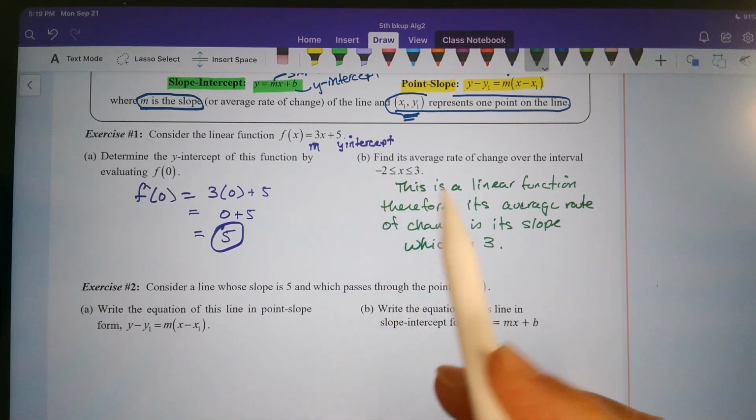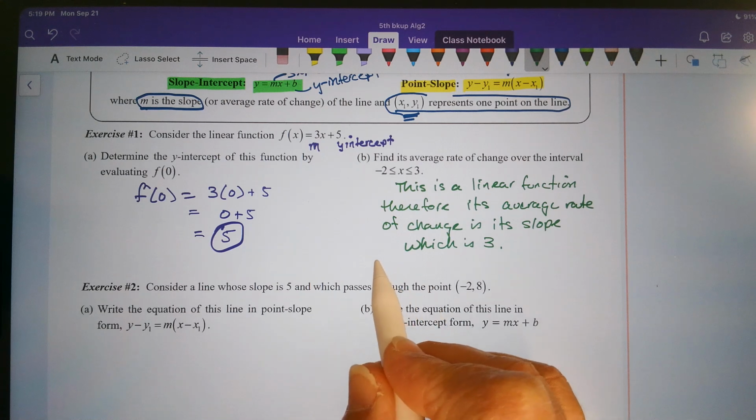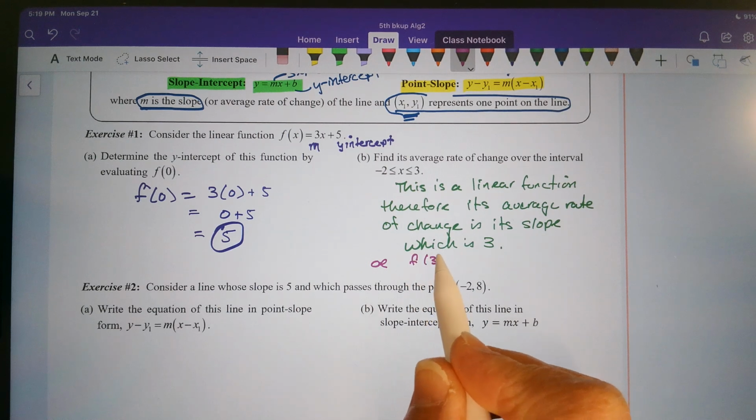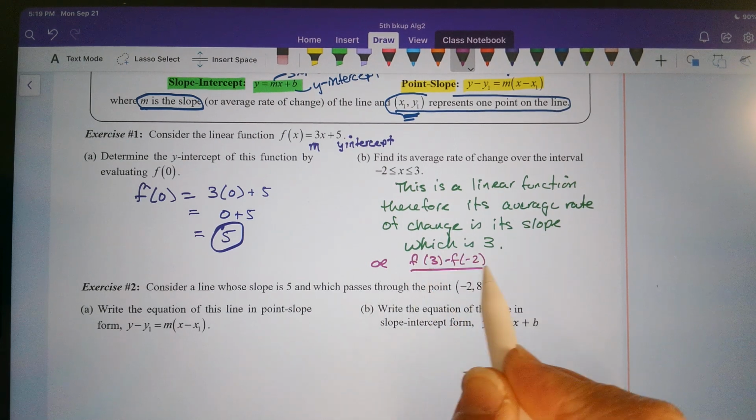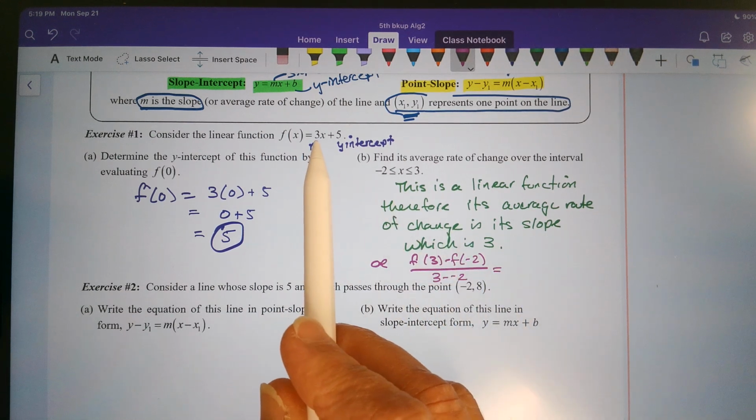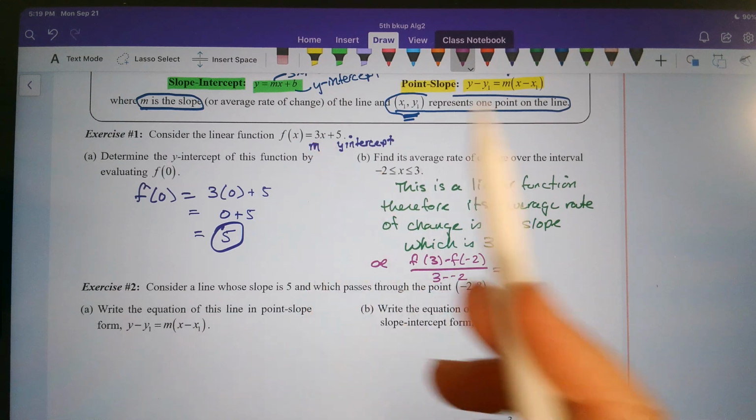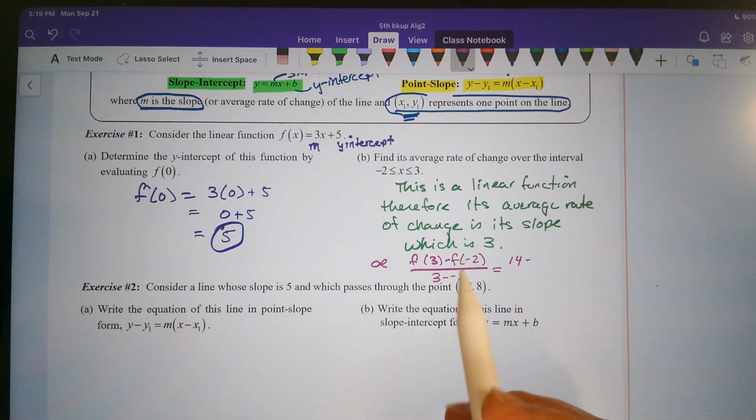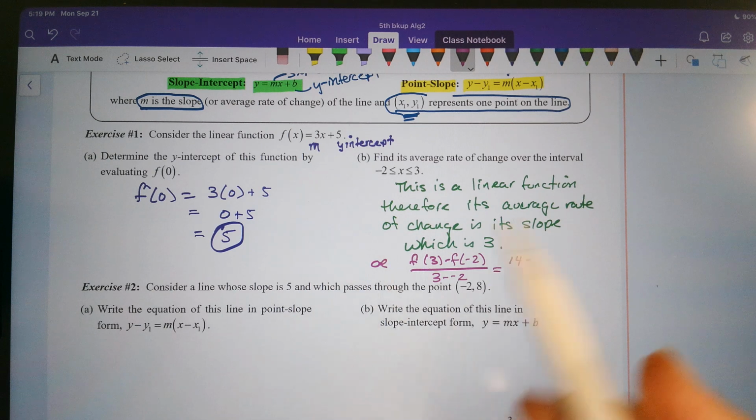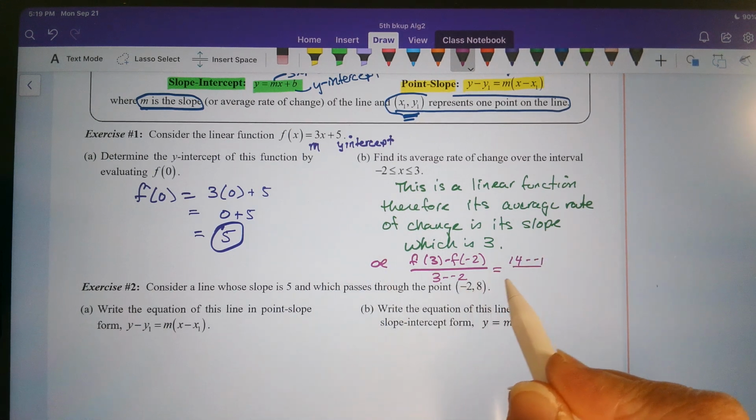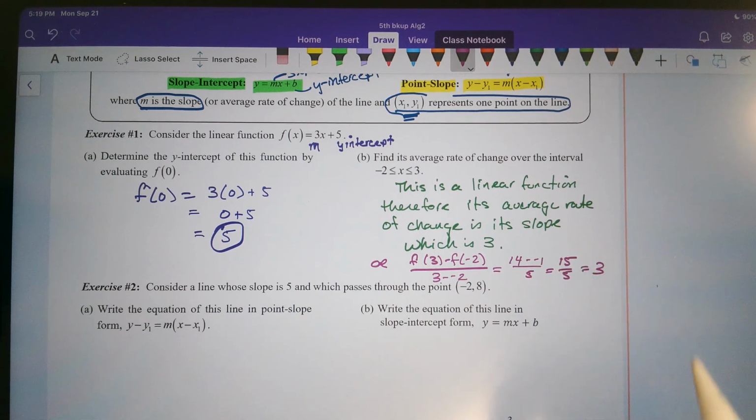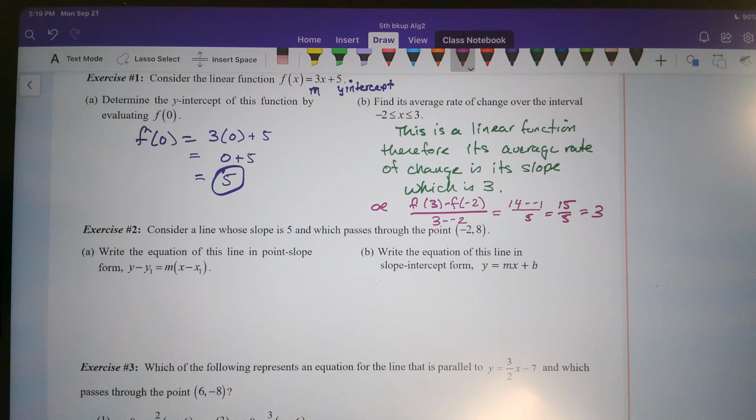Or you could work through finding f of 3 minus f of negative 2 divided by 3 minus negative 2. f of 3, putting 3 in for x, 3 times 3 is 9, plus 5 is 14, minus f of negative 2, negative 2 in for x, negative 2 times 3 is negative 6, plus 5 is negative 1. 3 minus negative 2 is 5, so we end up with 15 over 5, which is 3. That's a nice check there.